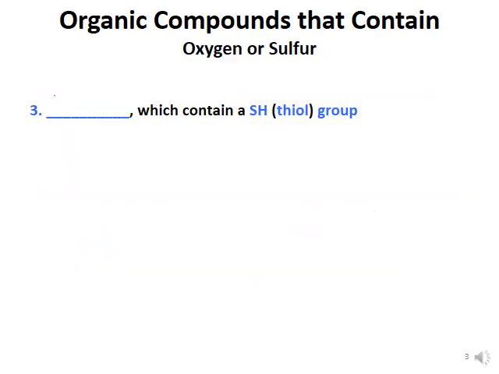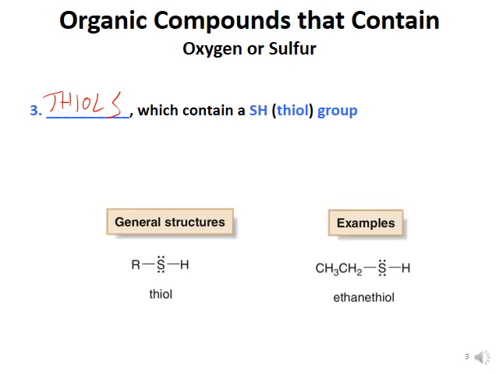And then there are thiols as well. That's the third category here, which act very much like an alcohol because they look very much like an alcohol. After all, sulfur is right below oxygen on the periodic table, group 6A, so they have similar chemical and physical properties.